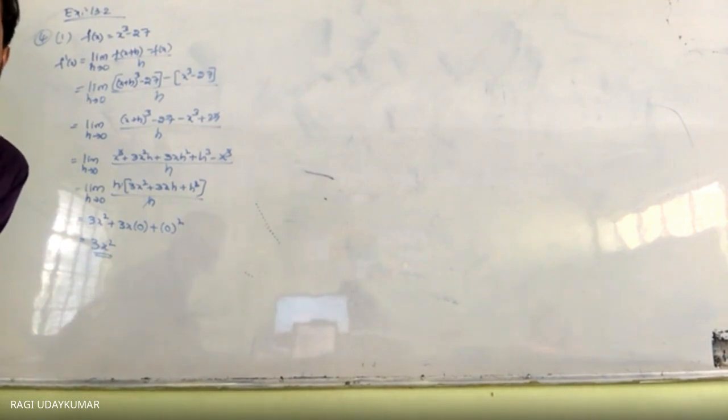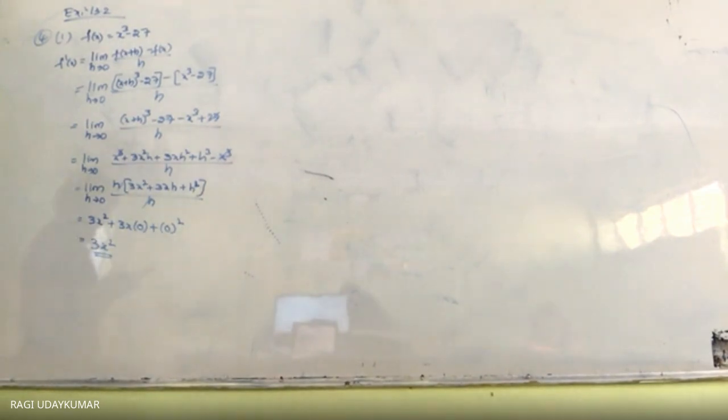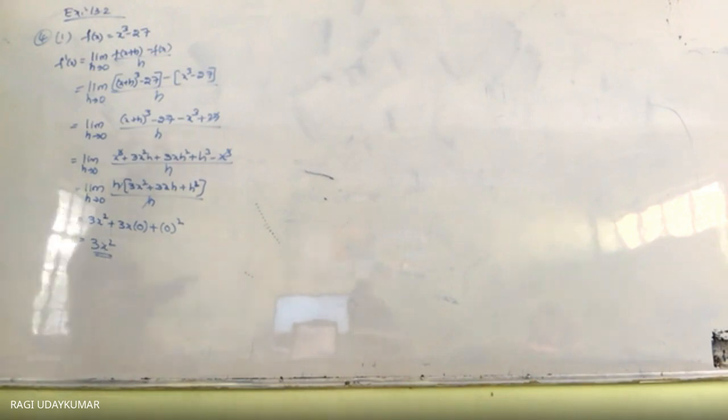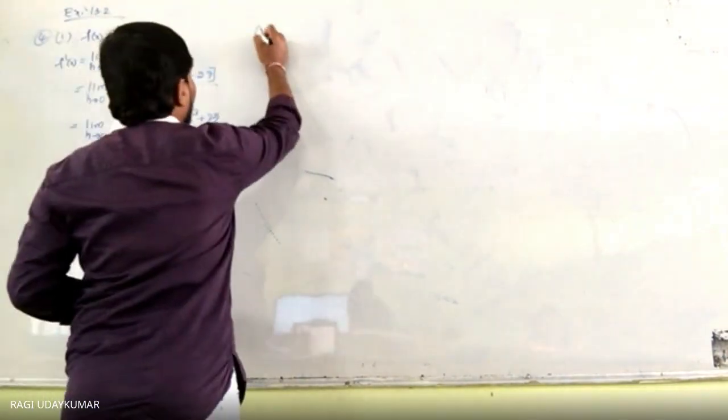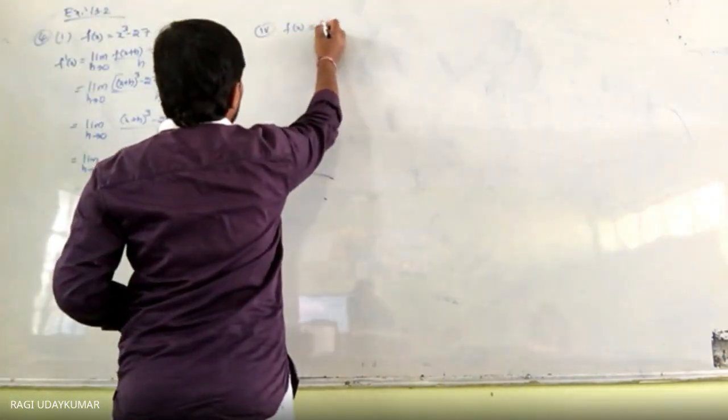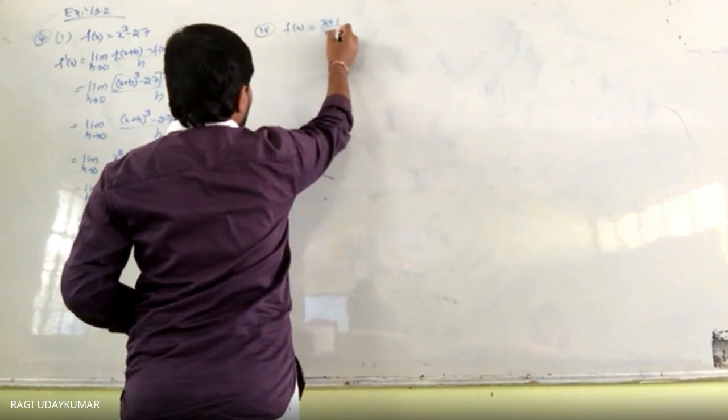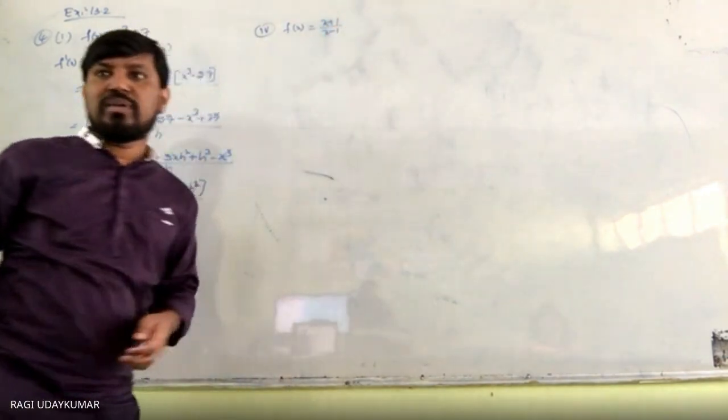Like this, the remaining questions also you can do, and one more question I will explain to you. That is the fourth question. You see that x plus 1 by x minus 1. Whenever you are taking x plus 1 by x minus 1, you may feel it is a lengthy fourth question, but it's the same model. f of x equals x plus 1 by x minus 1 only, right?